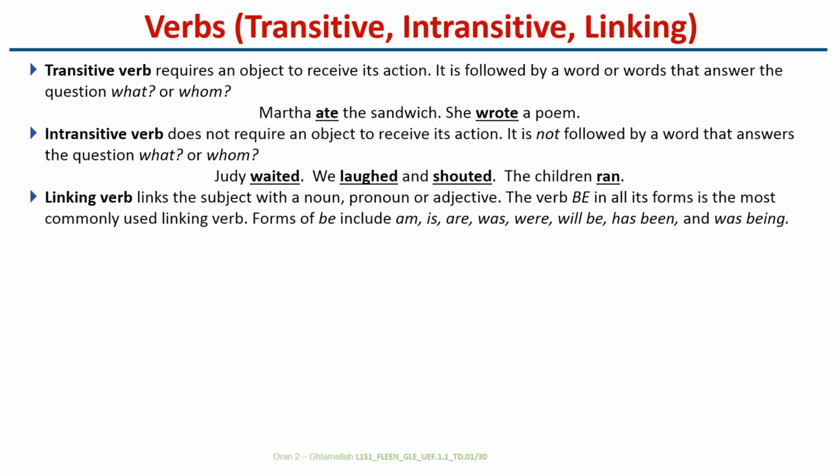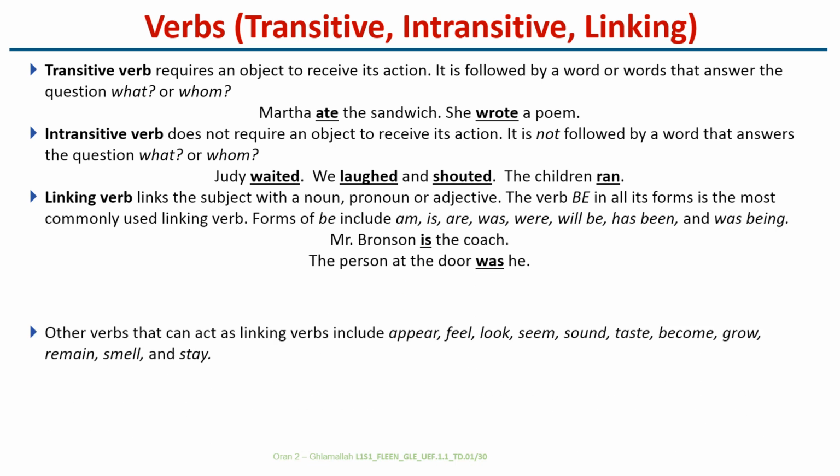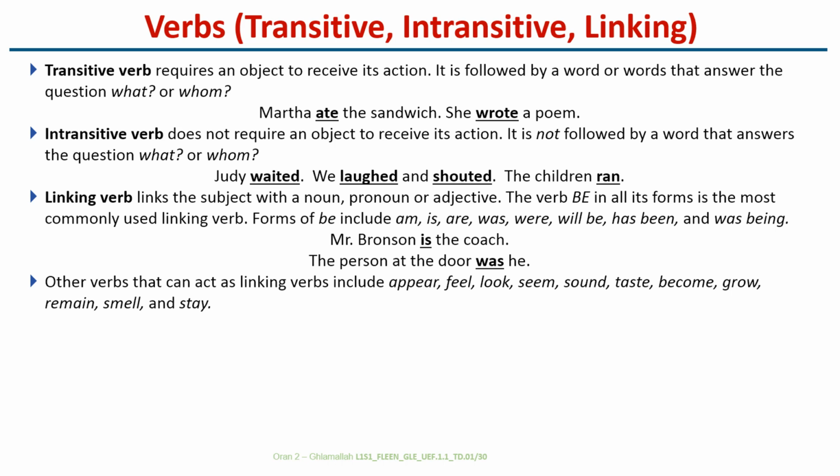A linking verb links the subject with a noun, pronoun, or adjective. Be, in all its forms, is the most commonly used linking verb. Forms of be include am, is, are, was, were, will be, has been, was being, etc. For example, Mr. Brunson is the coach. The person at the door was he. Other verbs that can act as linking verbs include appear, feel, look, seem, sound, taste, become, grow, remain, smell, stay.